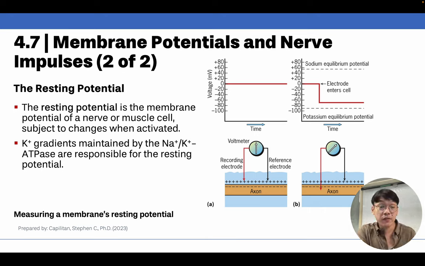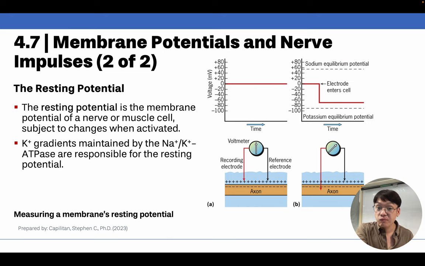Now, this is a review of your physiology, the resting potential. The resting potential is the membrane's potential of a nerve cell or a muscle cell, subject to change when it's being activated. Potassium gradients maintained by the sodium potassium ATPase are responsible for the resting potential. In this figure, you will see the measuring. How do we measure the membrane's resting potential? The potential is measured when a difference in charge is detected between the reference and recording electrodes.